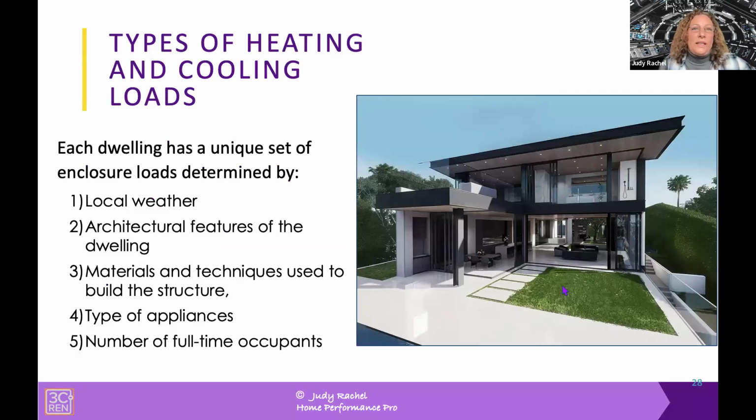So the types of things that we need to collect in the survey are in general categories. We need to know what the local weather is. So we need to figure out what the design conditions are, the architectural features of the dwelling, all of them, the materials and the techniques that are used to build the structure, and then the types of appliances, because those actually add some internal gains to the building, and the number of full-time occupants.